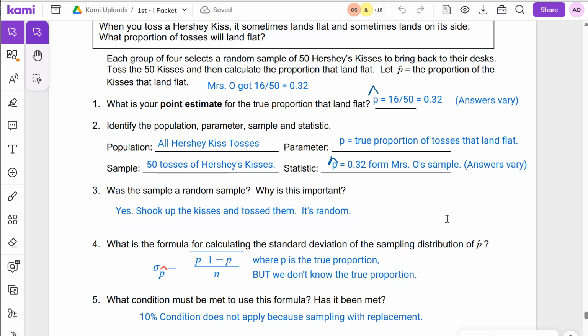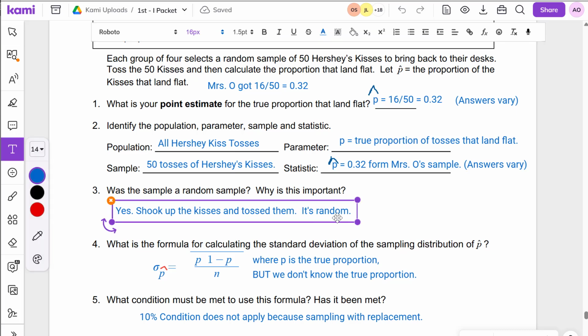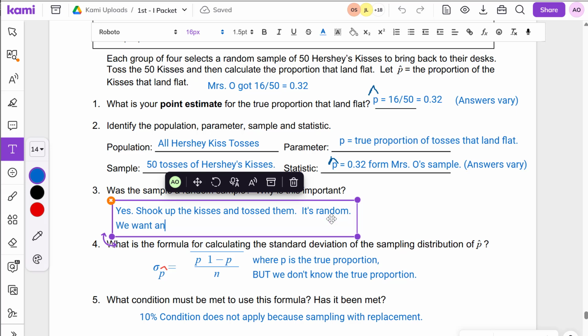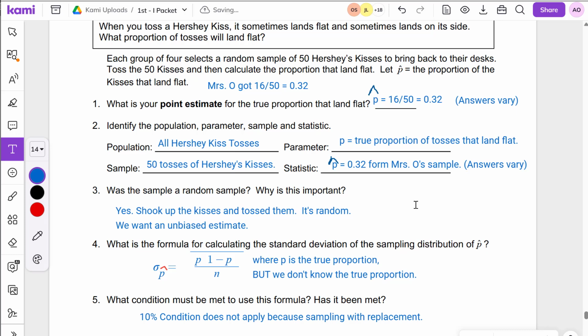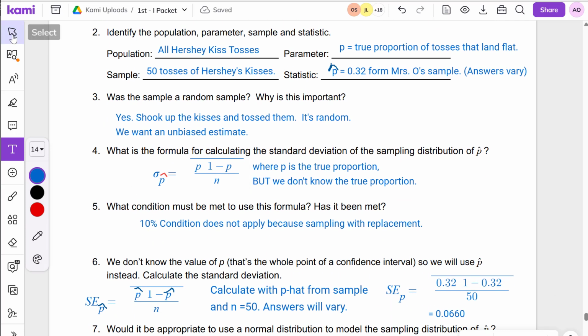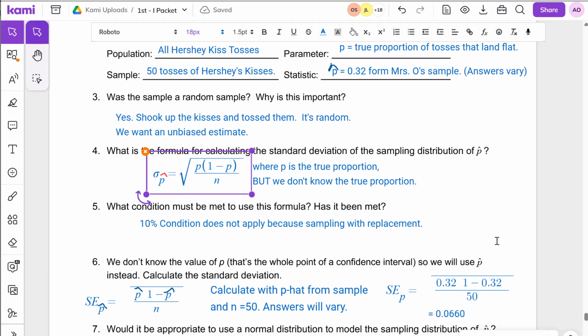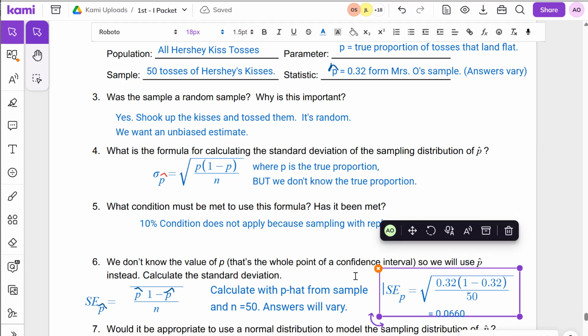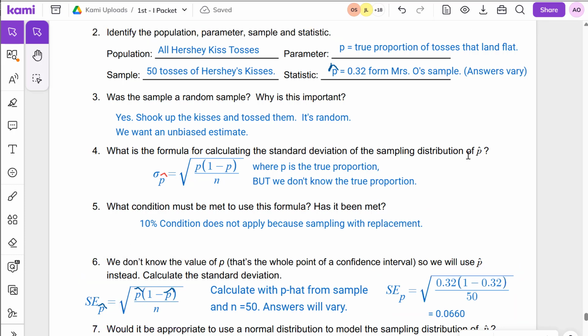So was the sample random, and why is this important? Oh, I forgot to add in, but I still can. We shook up the Kisses and tossed them. The reason random is important is that we want an unbiased estimate. We want a representative sample, so that's usually the issue. Then, Cami keeps doing this. It drops square roots like crazy.